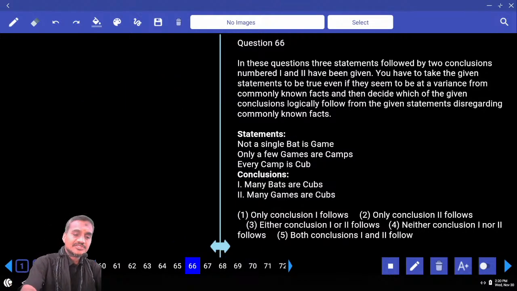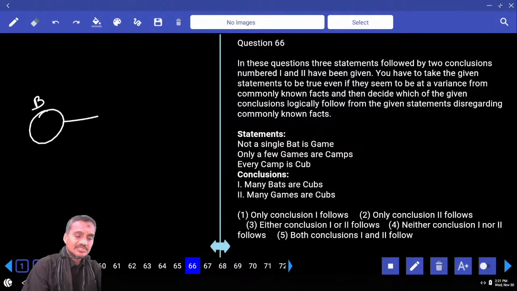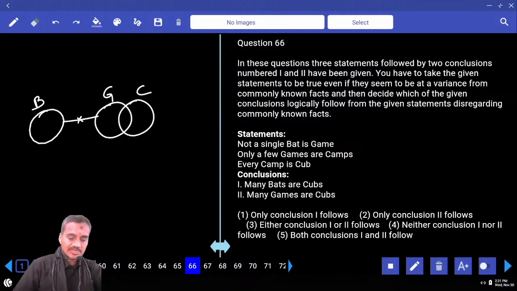Not a single bat is a game means no bat is a game, no intersection between bat and game. And only a few games are camps. Some games are camps, but not all.